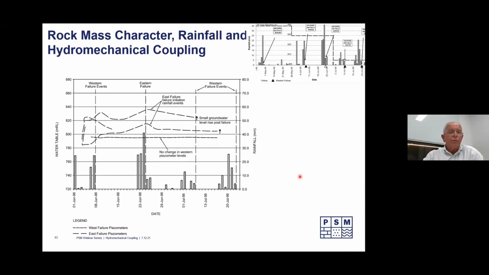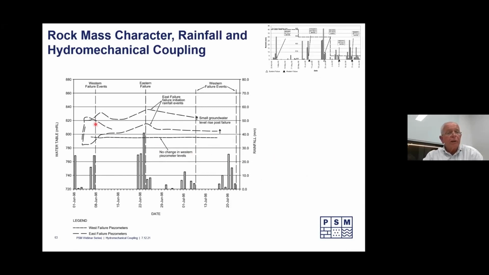And if we look at those 2 responses over time, the first example is clearly the water levels going up in the piezometers with every rainfall. And we have a failure. The second rock mass, the very tight one with very widely spaced joints, no changes to groundwater at all.